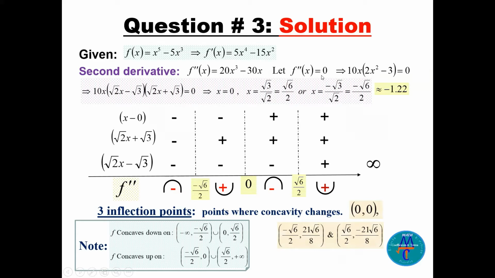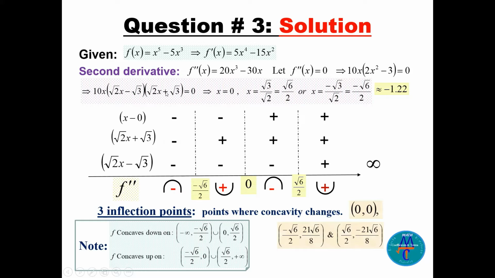Let f double prime be equal to 0. I can take common factor here, 10x. Inside, it will be 2x squared minus 3. So I can factor more. 10x, this is the difference between two squares. Square root of 2 x minus square root of 3.